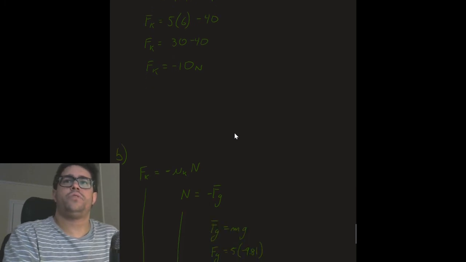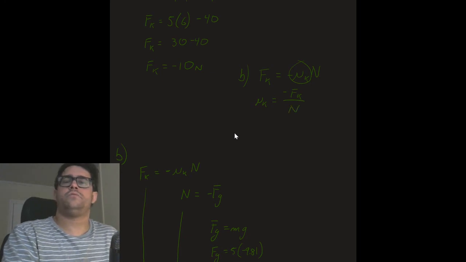But this time there might be an easier way to do B. So B would just say Fk is minus mu K N, and we have to find mu K. So mu K is equal to minus Fk over N. All I did here was divide both sides by minus N. You end up with this: the minus goes out, the N goes out, mu K is equal to minus Fk over N.